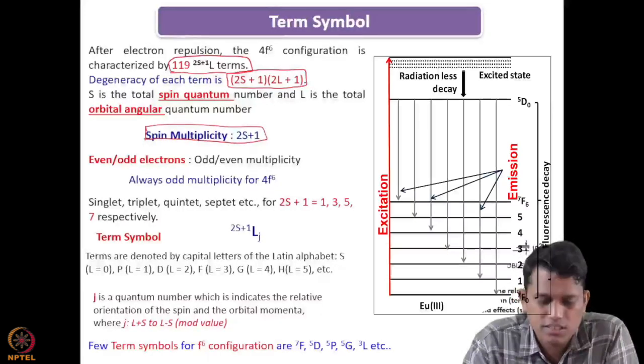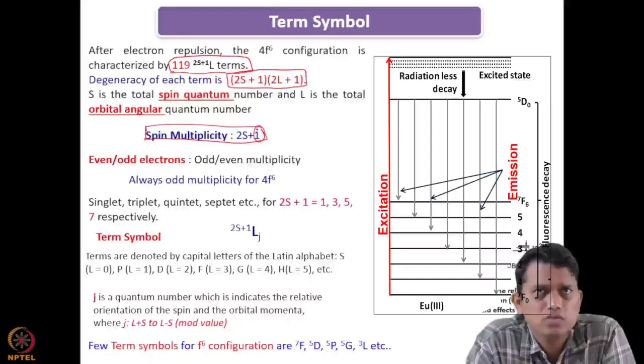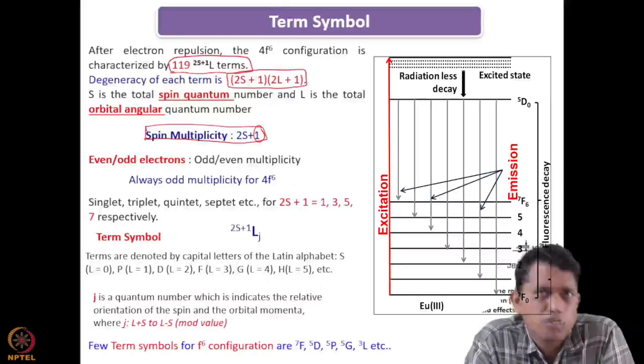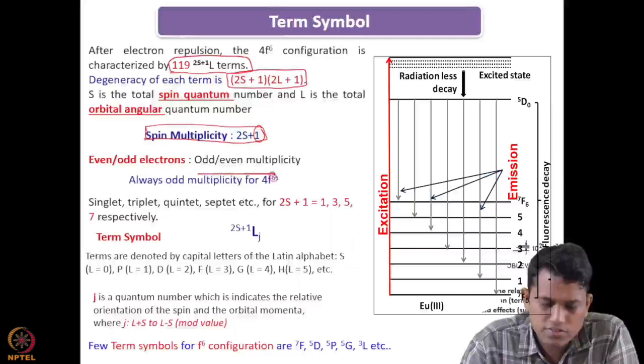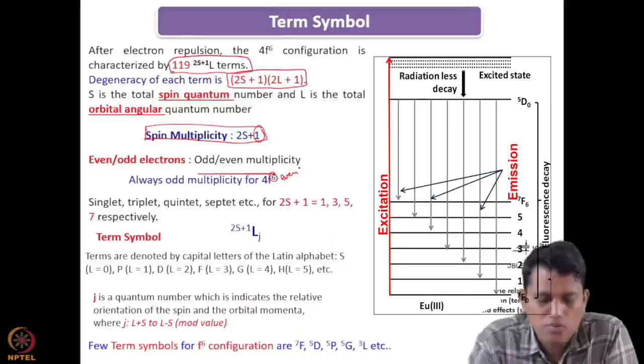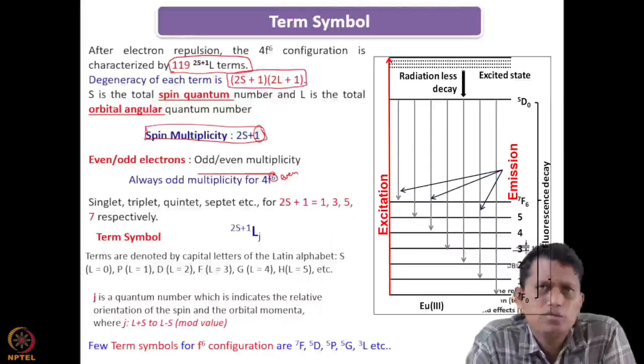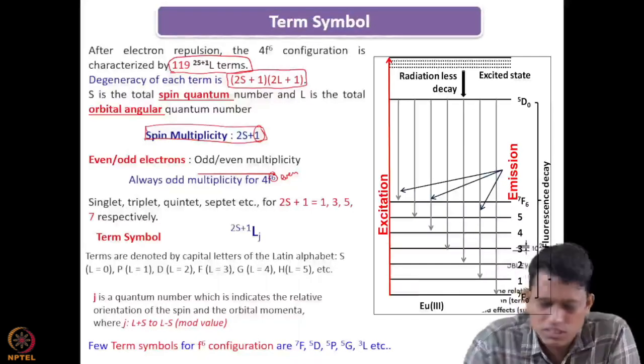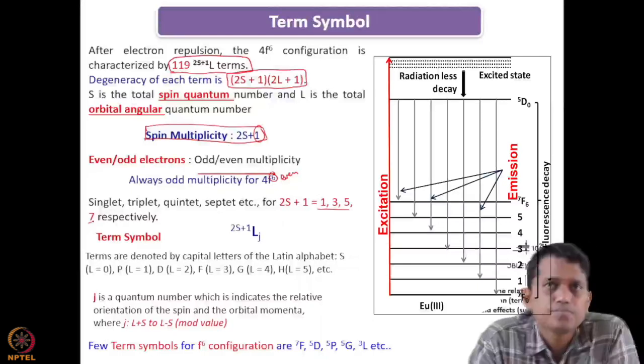And as you can see, there is a one term here. So if you have an even number of electrons, you will get an odd spin multiplicity. If you have an odd number of electrons, you get an even spin multiplicity. So for 4f6, it is an even system, right? You have an even number of electrons, so we should get odd spin multiplicity. In this case, we can get spin multiplicity 1, 3, 5, 7, etc.